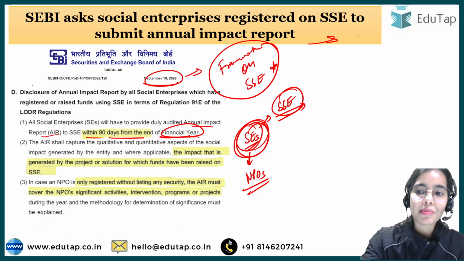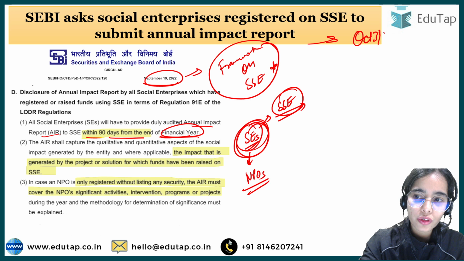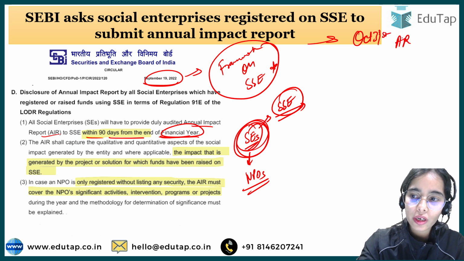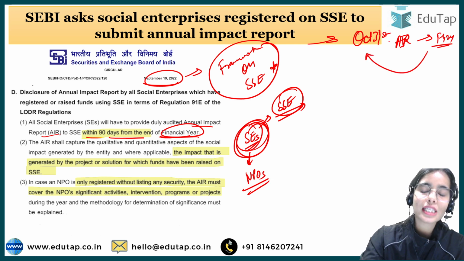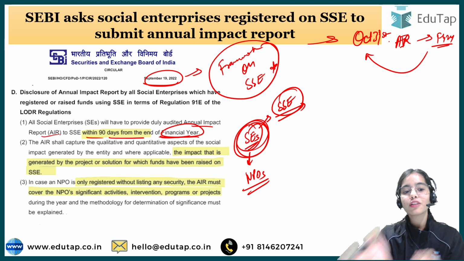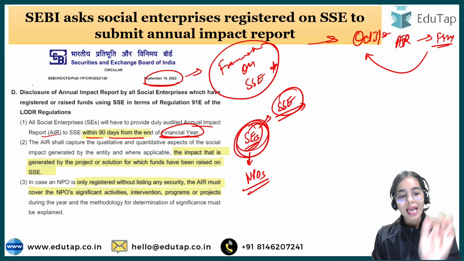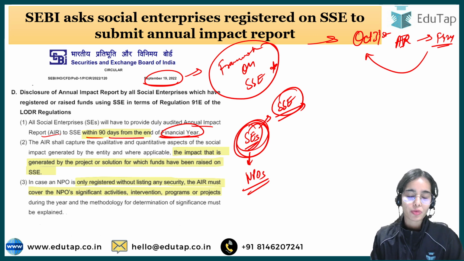But now the timeline has been provided: October 31st for the annual impact report for the financial year 24. So you can understand this is an extension of the timeline, because in the framework it was written that within 90 days the report has to be provided.